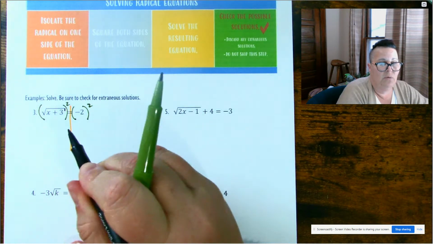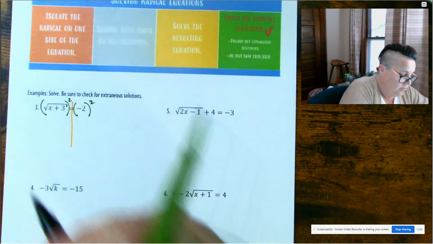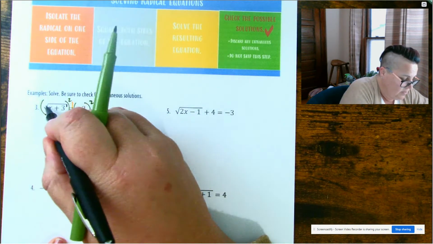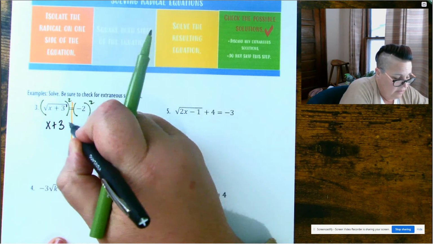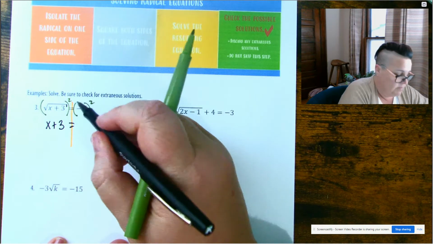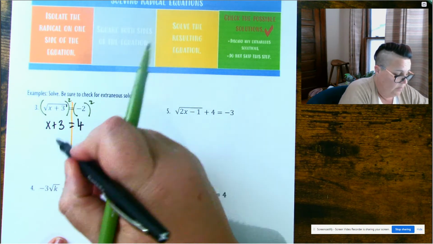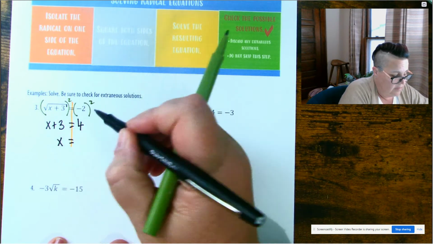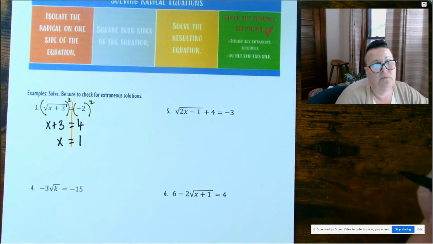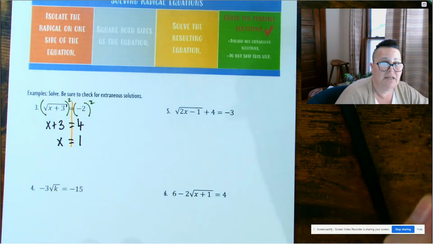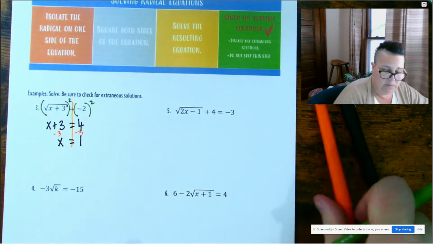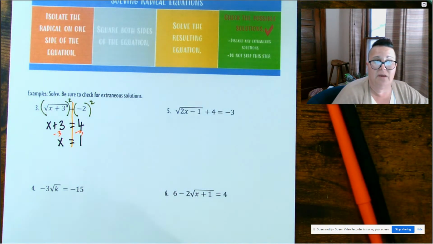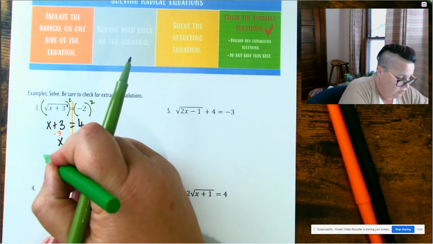The square root of x plus 3, squared. The square root and the square cancel, leaving me with just x plus 3, equal to a negative 2 times a negative 2, which is 4. I'm going to subtract 3 from both sides when I go to solve it. Minus 3, and I get x is equal to 1. And then I'm going to go ahead and do the fourth step, which is to check.